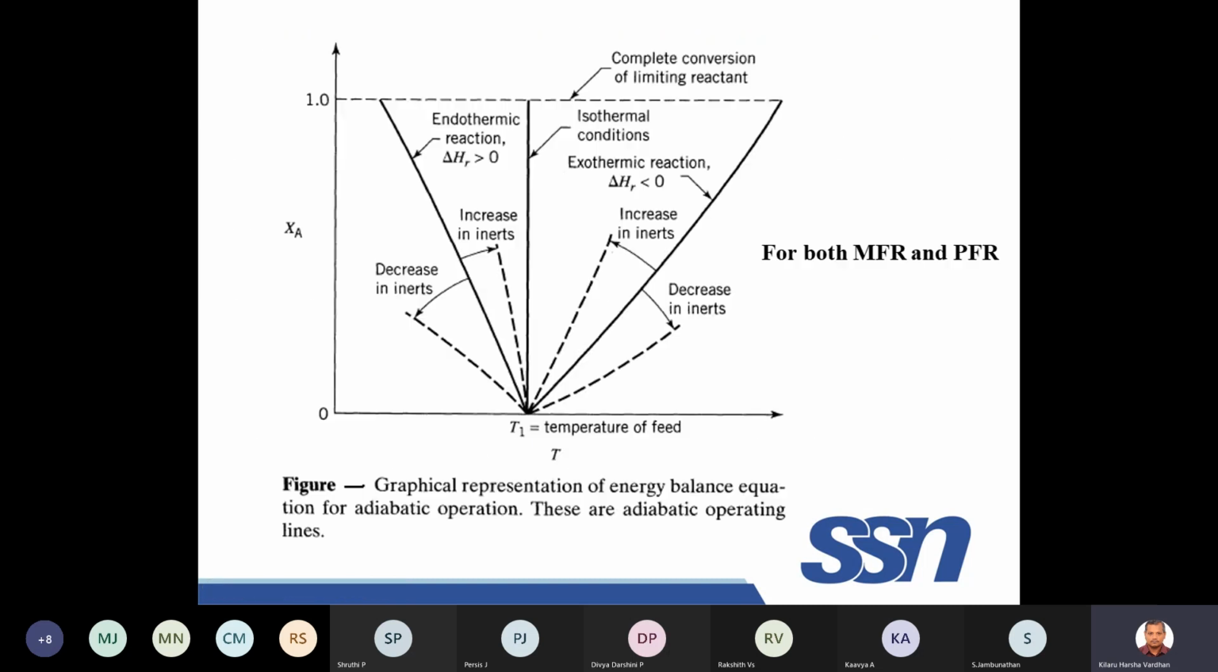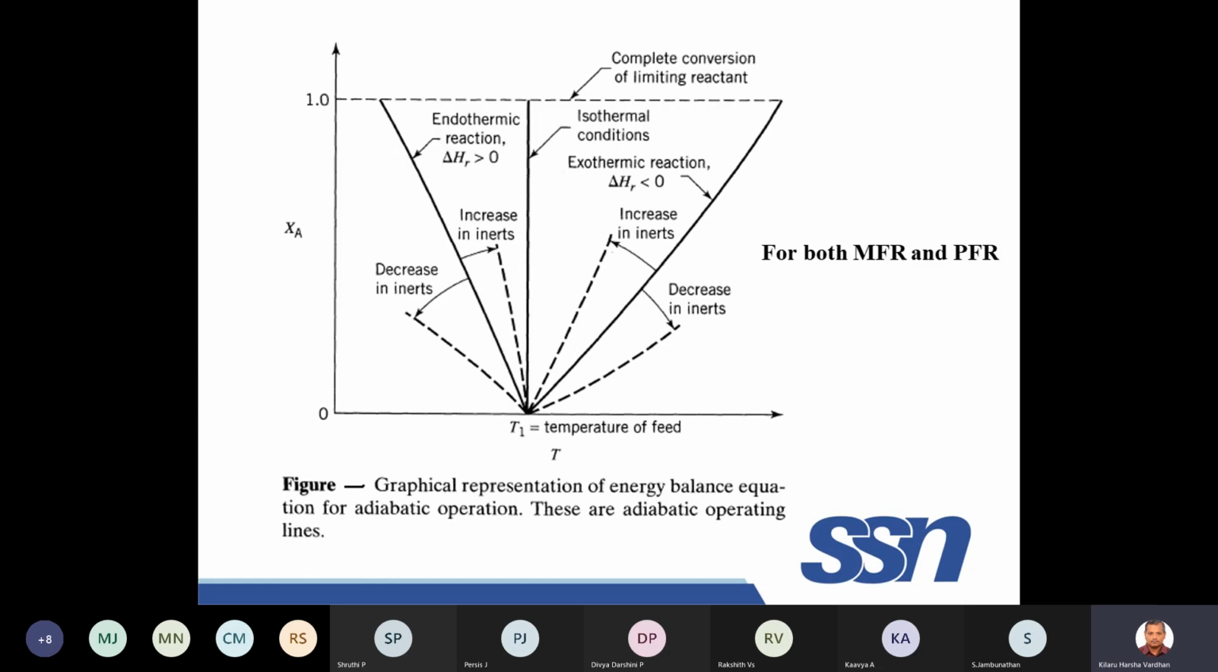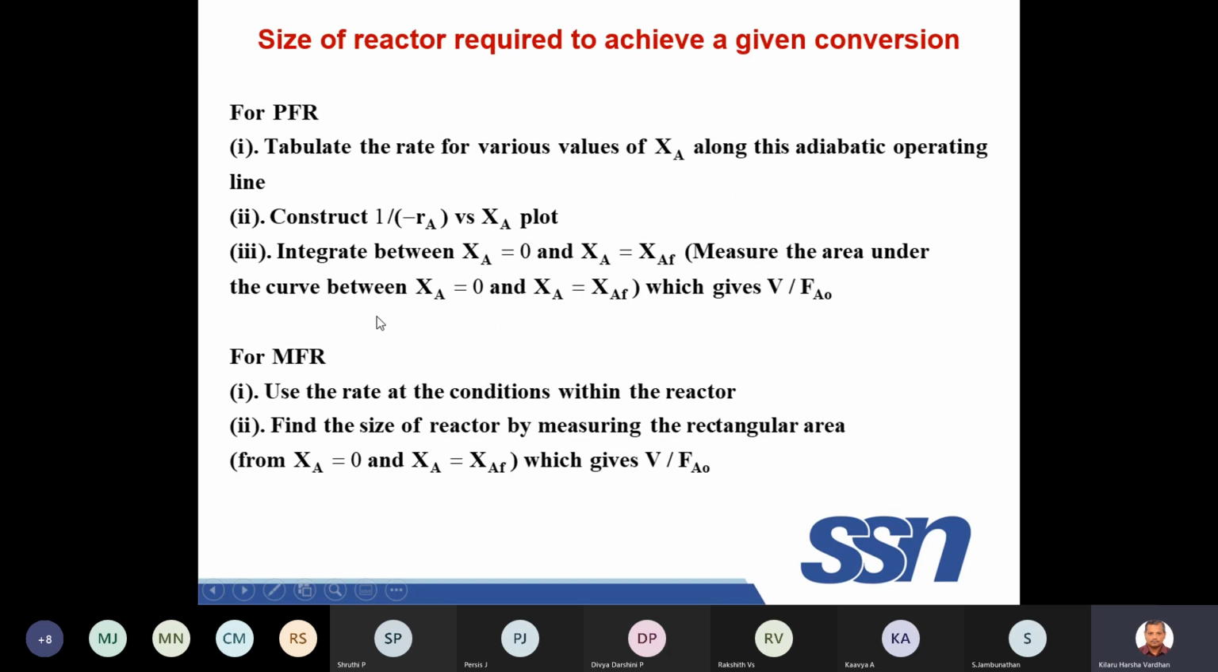So now we have the material balance line and the energy balance line. Based on this, how can we decide what size of the reactor is being used? Till this, I think in the last class we discussed; this we are discussing today: the size of the reactor required to achieve a given conversion.